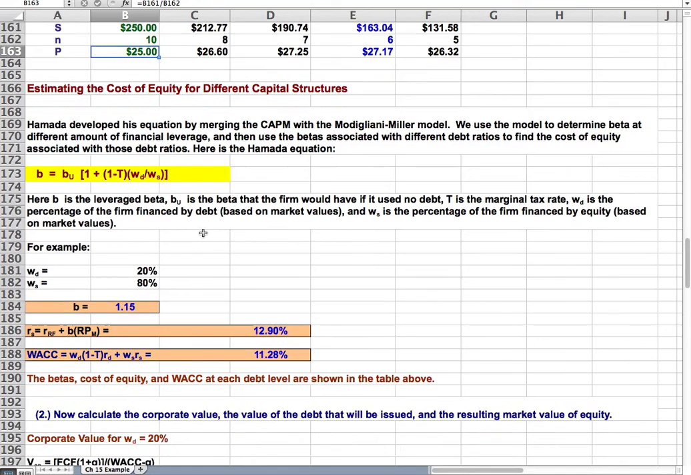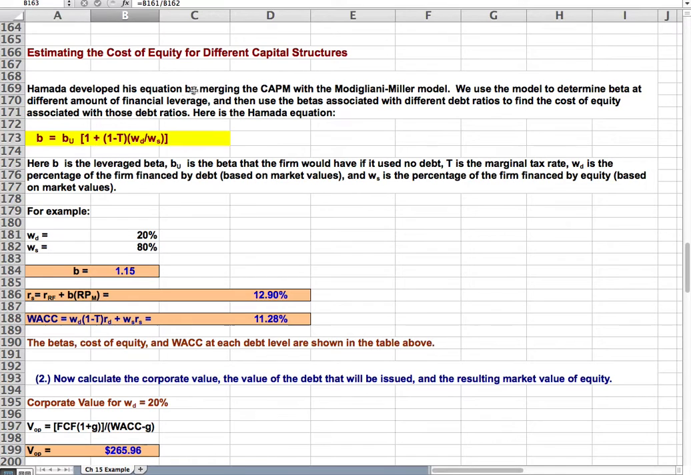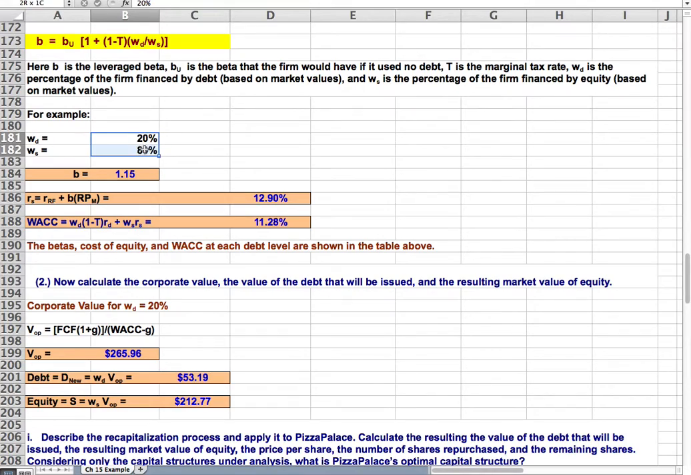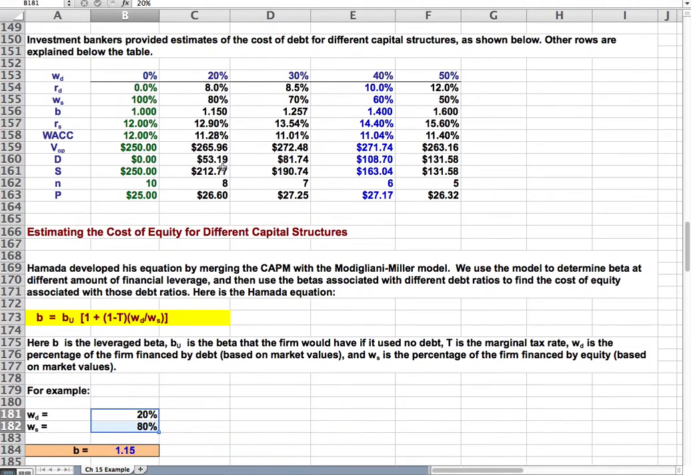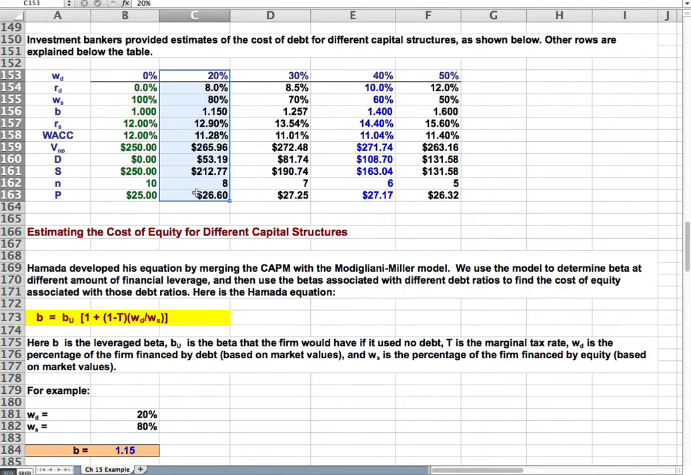We're going to use this formula, Hamada formula, which was developed merging capital asset pricing model and Modigliani-Miller. We use it to determine the beta at different amounts of financial leverage. So the beta with leverage equals the unlevered, the first case we did, times 1 plus 1 minus tax rate times the weight of debt divided by weight of stock. So here we're given 20% stock, 80% debt under this case.